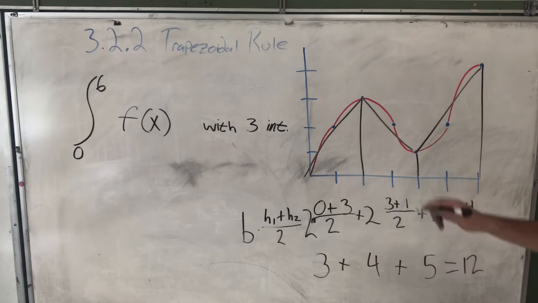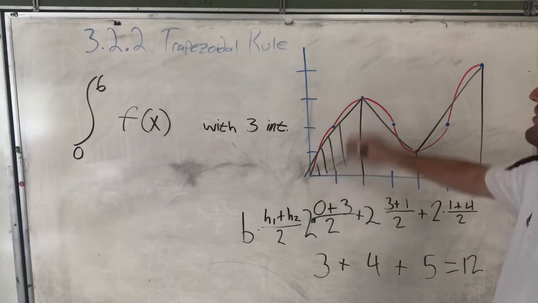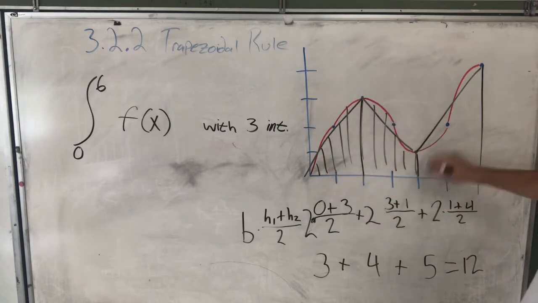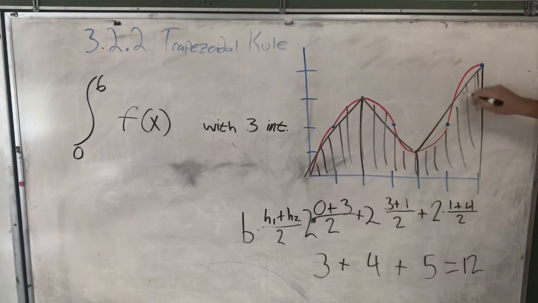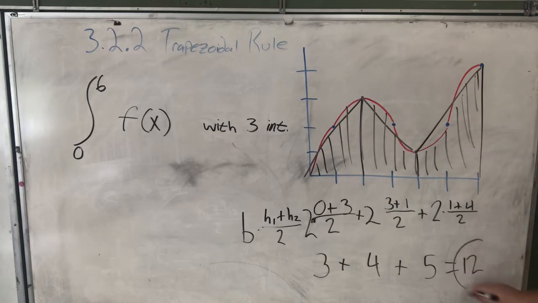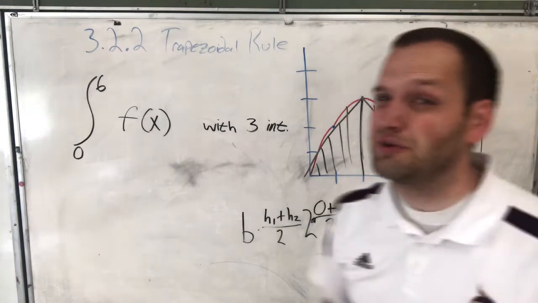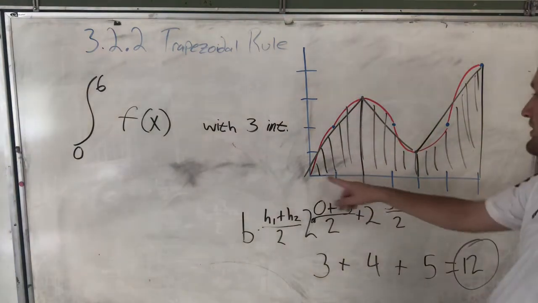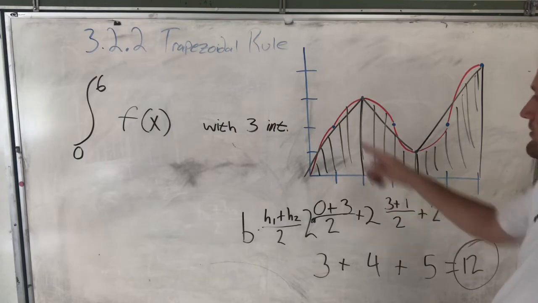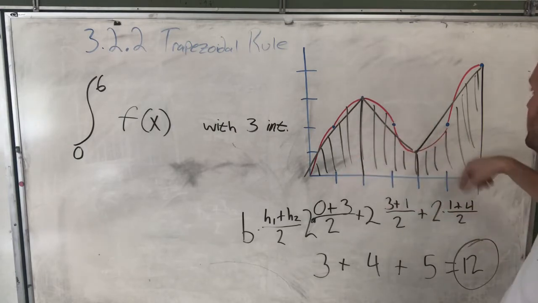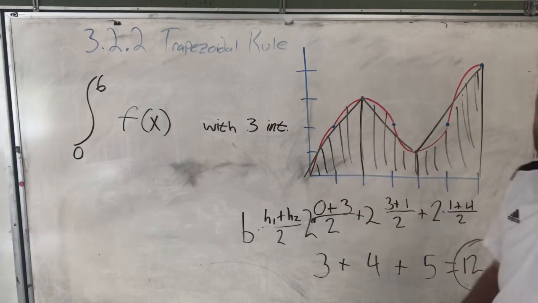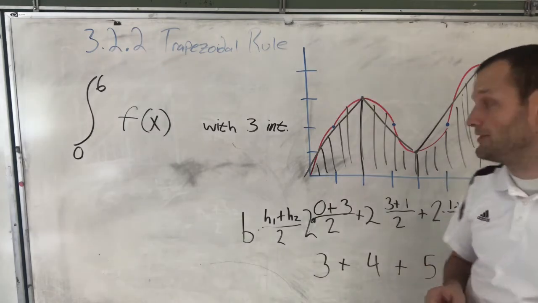3 plus 4 plus 5 is 12. So the approximate area under this curve, the entire area under that curve, is 12, using the trapezoidal rule. Now if we would have used the left or the right approximation rules that we've learned, it would have been either more or less than that. 12 is pretty dang close. Now if we would have broken this into 6 different segments instead, so 1, 2, 3, 4, 5, 6, it would have been even closer to the actual value, okay?